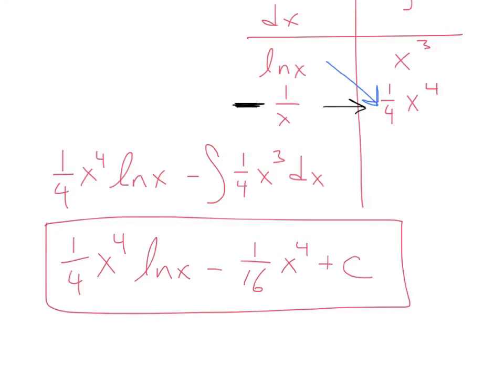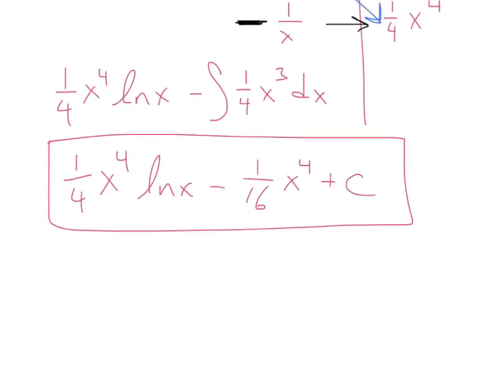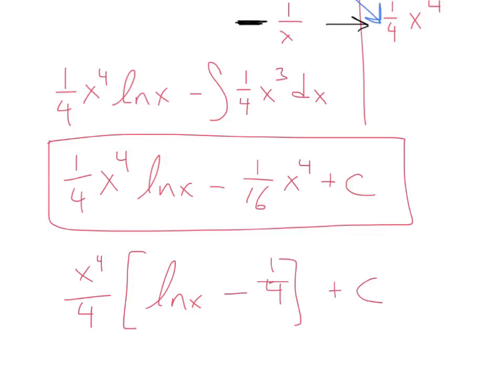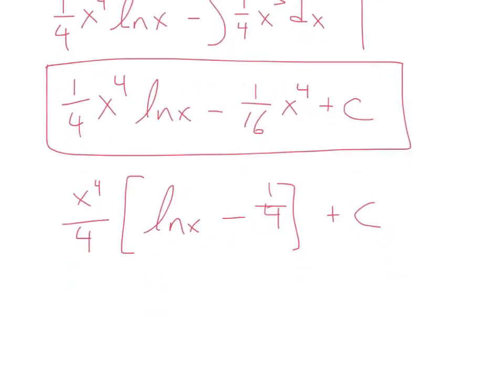We could simplify it more. We could actually make it really pretty. If you were to factor out x to the fourth over 4, you'd end up with ln x minus 4. No, sorry, not 4. I suppose that would be 1/4, right? Because if you factored out the 1/4, you would need a 1/4 left there, plus c. But man, that's ugly. I want to pull out that 1/4 also. I guess it would be x to the fourth over 16 times 4 ln x minus 1.